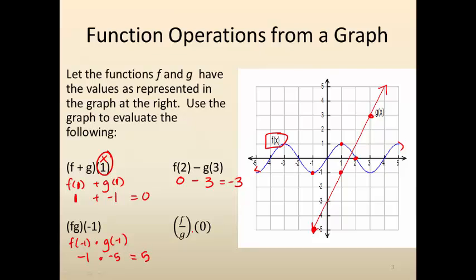And here I am dividing f divided by g of 0. So I want f of 0 divided by g of 0. Well, f of 0 is 0 and g of 0 is -3. So it's 0 divided by -3, which is 0. All right, that's it.